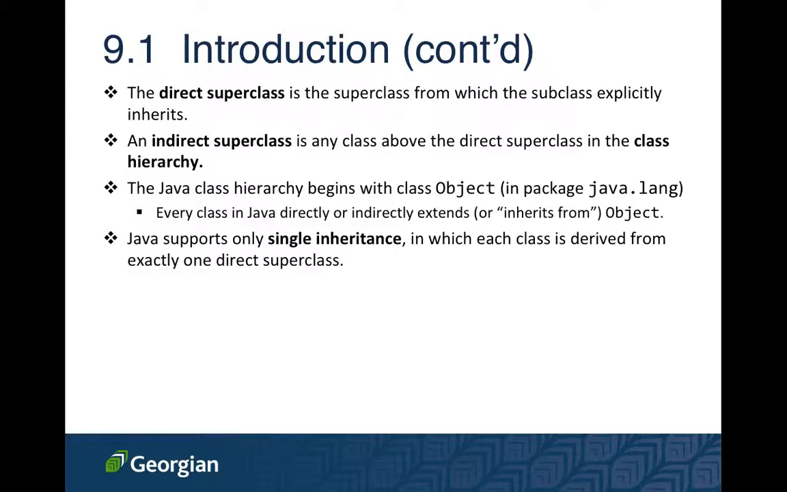Again, the direct superclass is the superclass from which the subclass explicitly inherits. In this particular case, the hero is the direct superclass. The indirect superclass is what? We have the Object class. That's the indirect superclass of all classes.